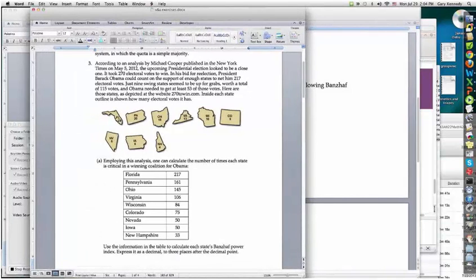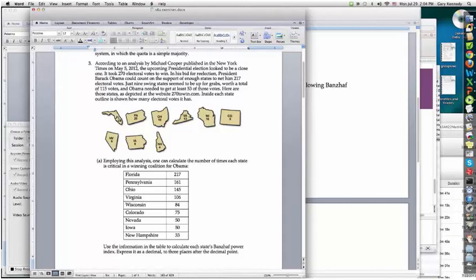So here we're looking at that problem in your assignment, and we can regard this as a situation where there are players. The players are the 9 states. And notice it's a weighted voting situation. The players have varying number of votes. Ohio has a weight of 18. Pennsylvania has a weight of 20.